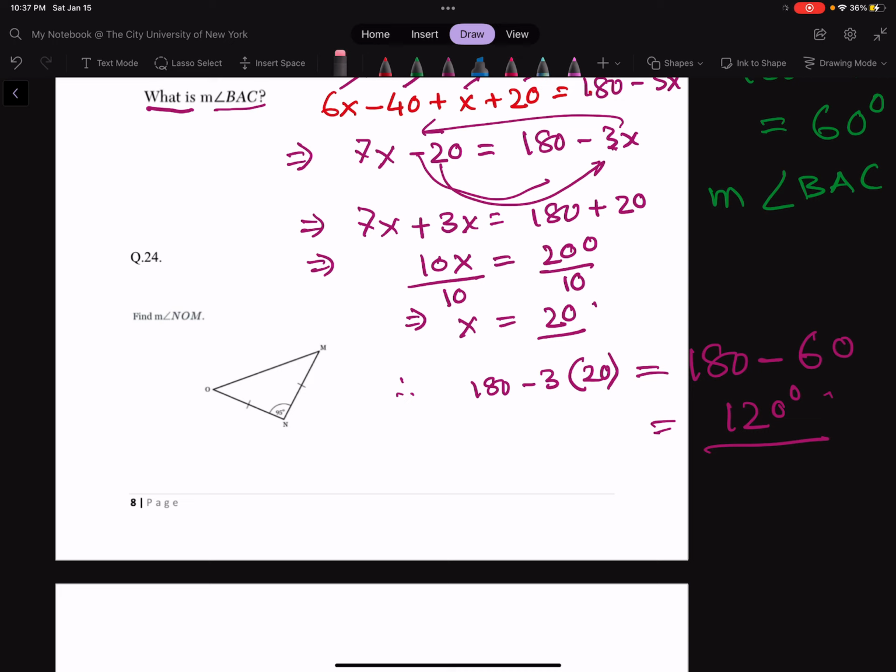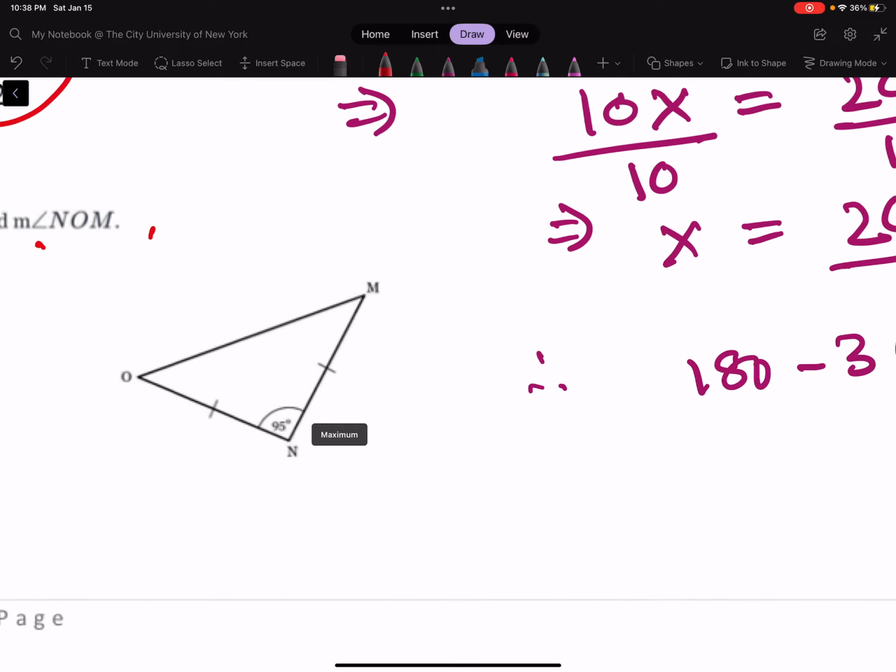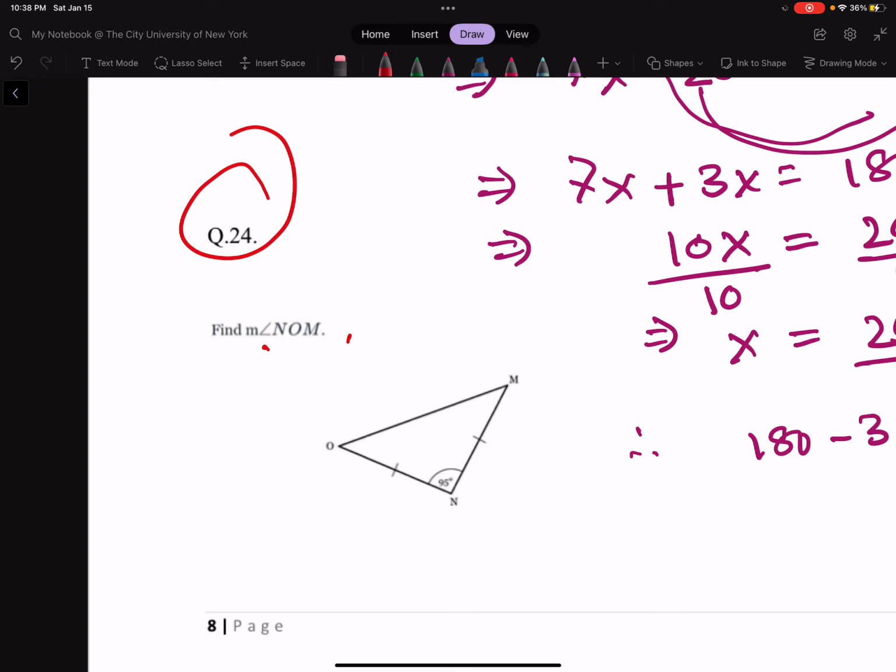And now number 24, find angle NOM. So look at this. These two sides are congruent. That means opposite angles are congruent. So if it is 95, let this be x, let this be x. NOM is this one. So if we can get the value of x, it's fine.